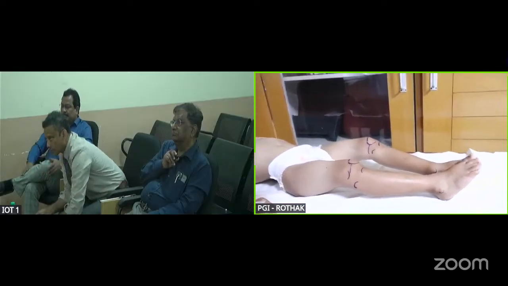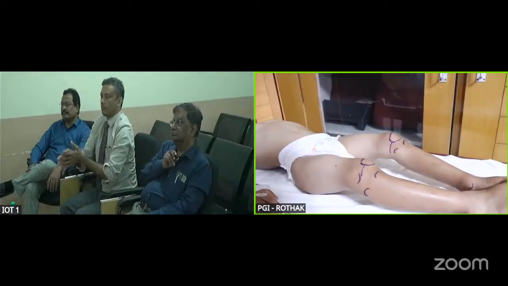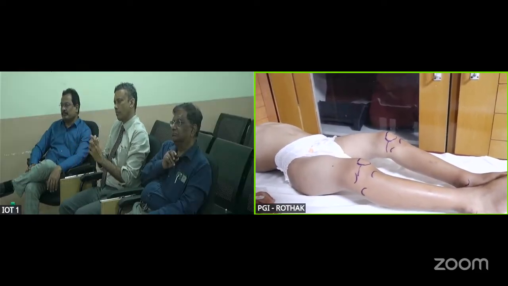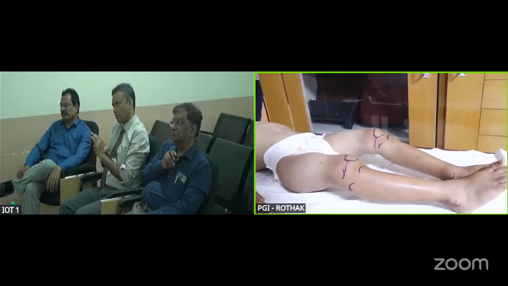Okay, the Q angle. So it is higher on one side, right? Yes, sir. Which side is it higher? Left side, sir. Left side deformity is higher.